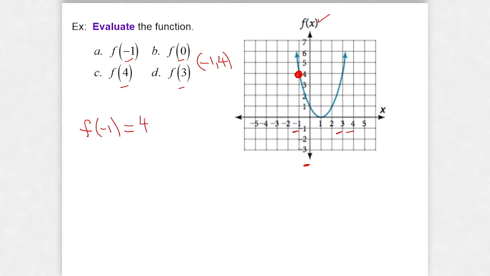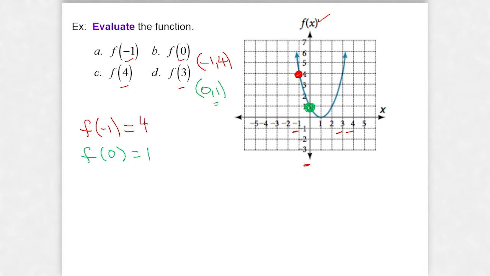If I take a look at my second evaluation, I'm evaluating f of 0. So I look at where x is 0, and that would be along the y-axis, and I would read off the point. That would be 0, 1. Very good. So if I evaluate f of 0, I'm asking for the output when the input is 0, and that output would be 1.